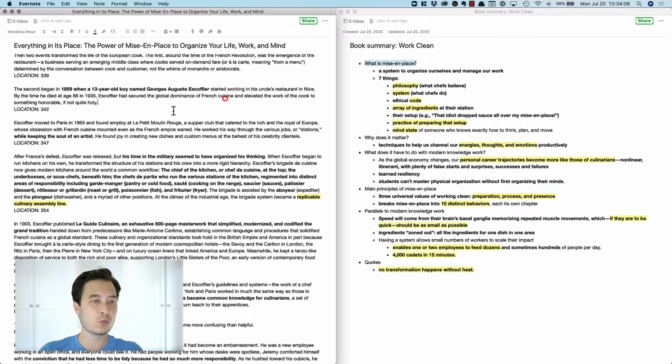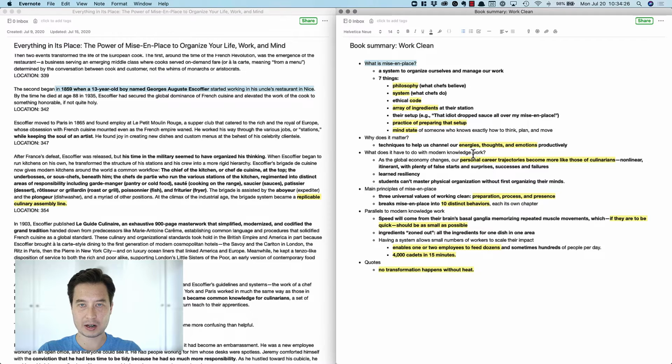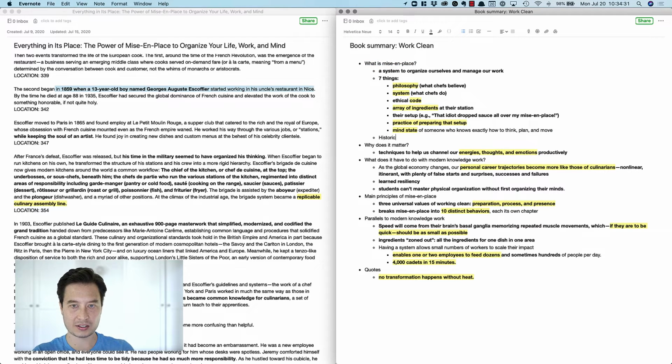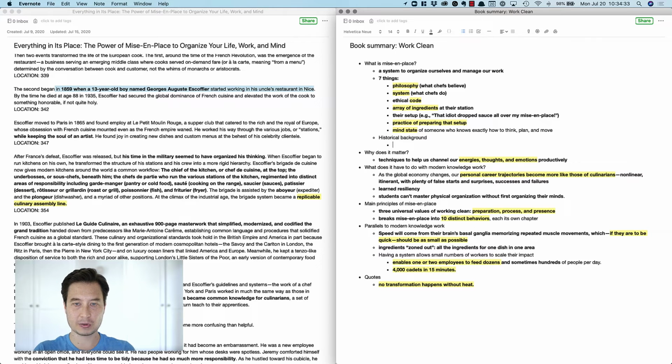But this is where you want not just the furthest level of summarization, but multiple layers, right? The fact that I have all this surrounding text, even though it's not highlighted in yellow, means that I can look at this and say, oh, you know what? I've changed my mind. I actually do want to keep a little bit of historical background. So under what is mise en place, I'm going to put a subheading that just says historical background, keep it really brief, and just say who started it and when it was started.